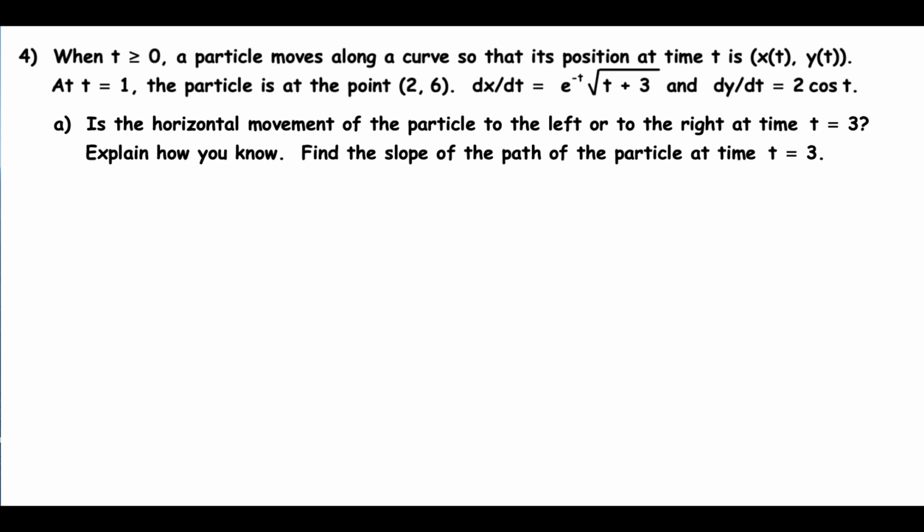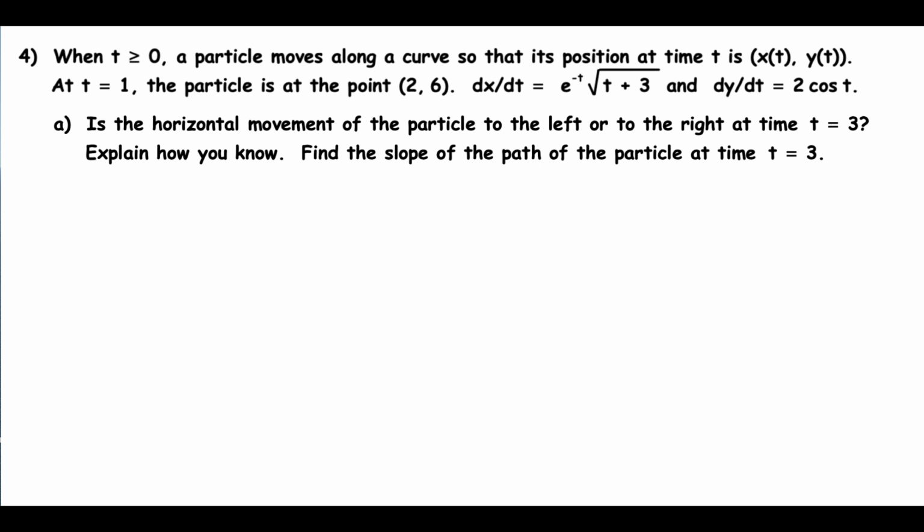Part A: is the horizontal movement of the particle to the left or to the right at time t equals 3? Explain how we know. So that's one thing. And then separately, it asks, find the slope of the path of the particle at this time, t equals 3. So really two things, and the first one has to be explained as well.